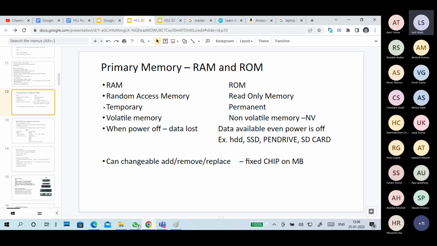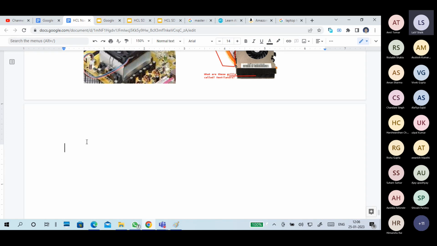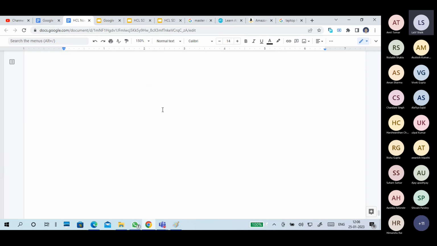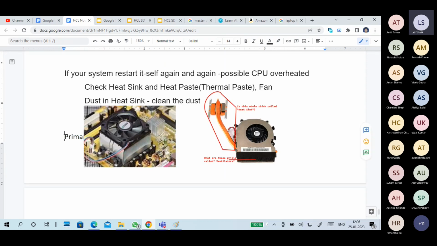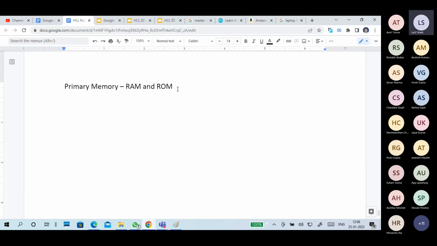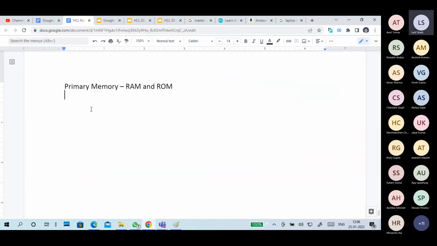Guys, what are the primary memories? Primary memories are RAM and ROM. It's another important topic. What are the primary memories? Primary memories are your RAM and ROM. What is RAM? Random access memory. What is ROM? Read-only memory.